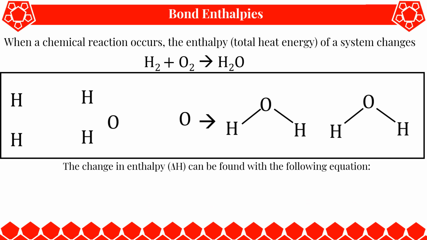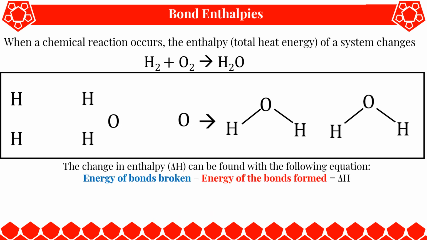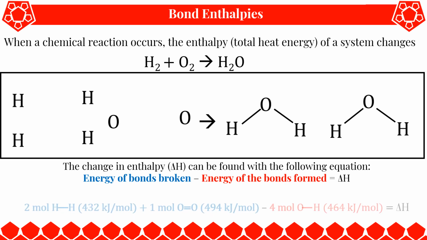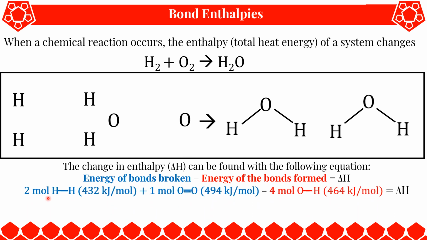When we try to calculate this change in enthalpy, which is represented as delta H, it can be found with the following equation. We take the energy of the bonds we broke and we subtract the energy of the bonds we formed to find delta H, the change in enthalpy, the change in heat energy. Okay? So if we take a look at these hydrogen molecules, we had two of these bonds that we broke that were 432 kilojoules per mole, right? Plus this 1 mole's worth of oxygen double bonds, which are 494 kilojoules per mole.